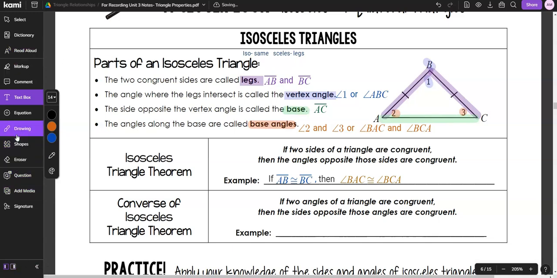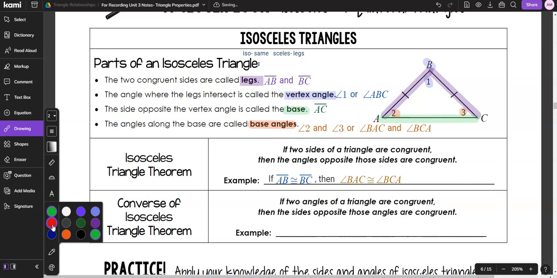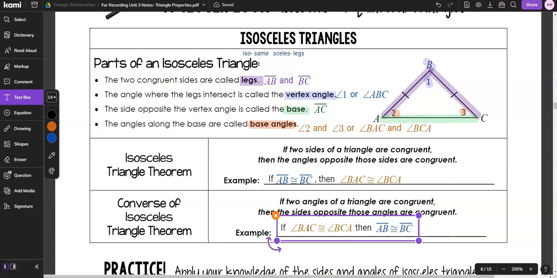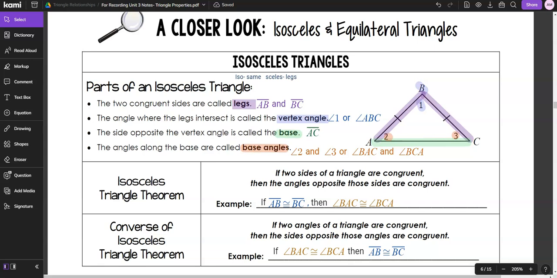So what that means, again, is if angle 2 and angle 3 are congruent, then the sides opposite are the ones across from them. So those will also be congruent. So again, if angle BAC is congruent to angle BCA, then segment AB is congruent to segment BC. And that is one way you can prove that triangles are isosceles. All right, we're going to pause here and make sure you get this part of your notes copied.